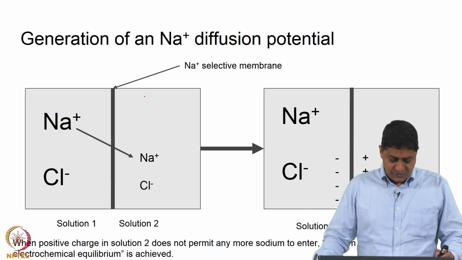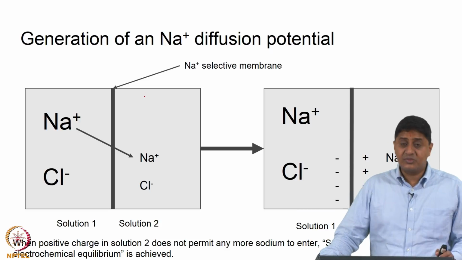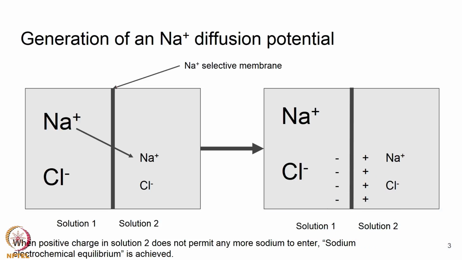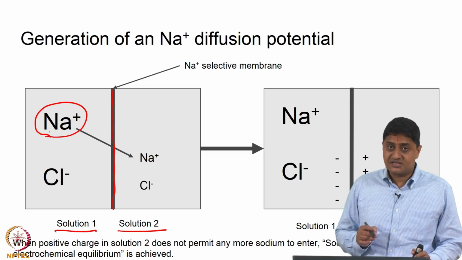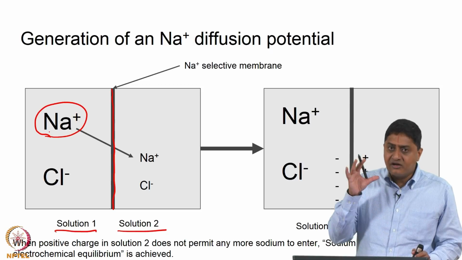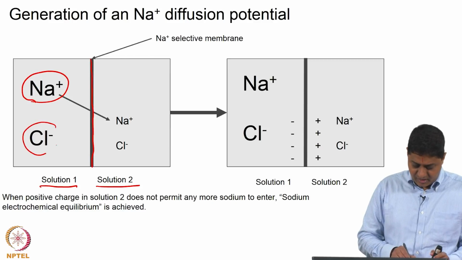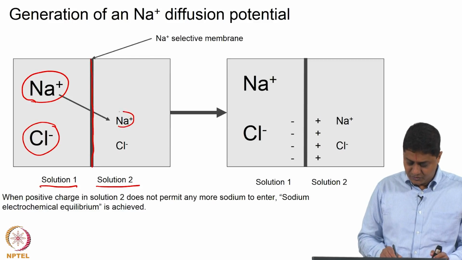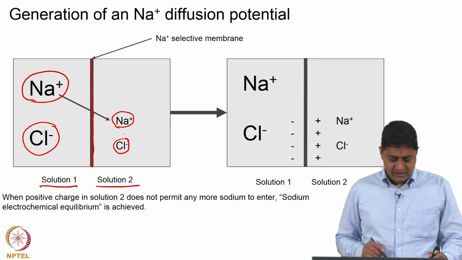So, here is a situation when there are two solutions separated by a semi-permeable membrane. Here is the semi-permeable membrane. There is solution 1 and solution 2. Solution 1 has a higher concentration of sodium. The font size here represents concentration, so a higher font size means a higher concentration of sodium and chloride in solution 1, whereas in solution 2 you have a much lower concentration of sodium and chloride, right.